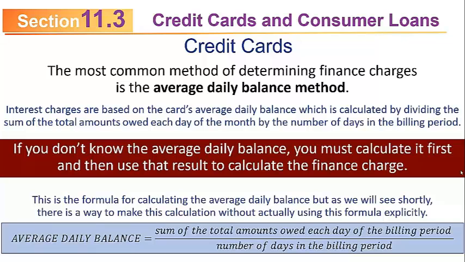So I'm going to display the average daily balance formula, which is really the sum of the total amounts owed each day of the billing period divided by the number of days in the billing period. But then I'll give you the caveat that you really don't need that formula if you're willing to do it another way, which I'll show you shortly.